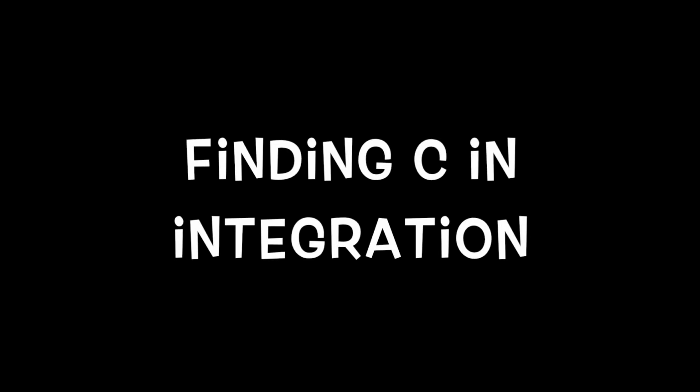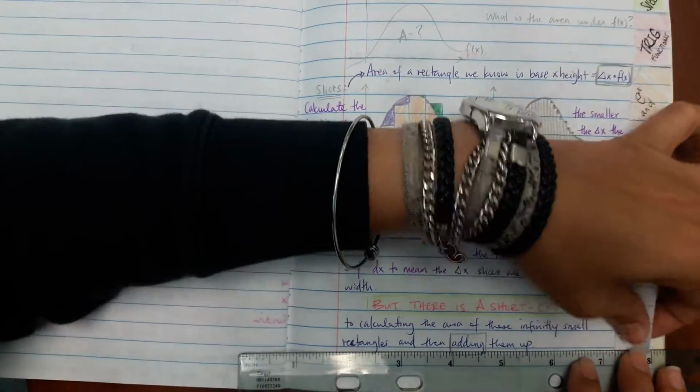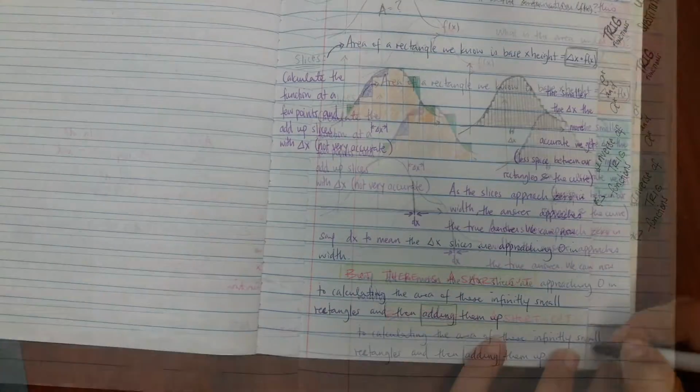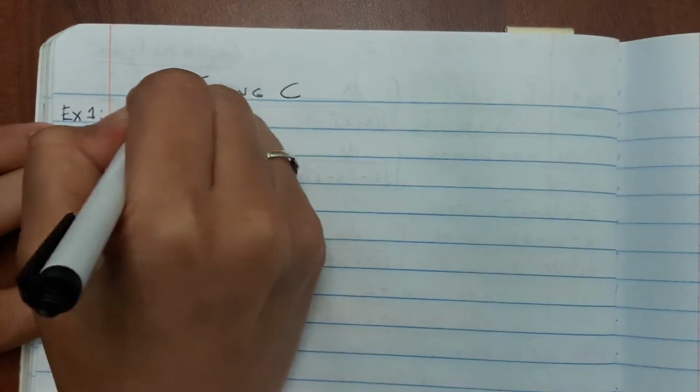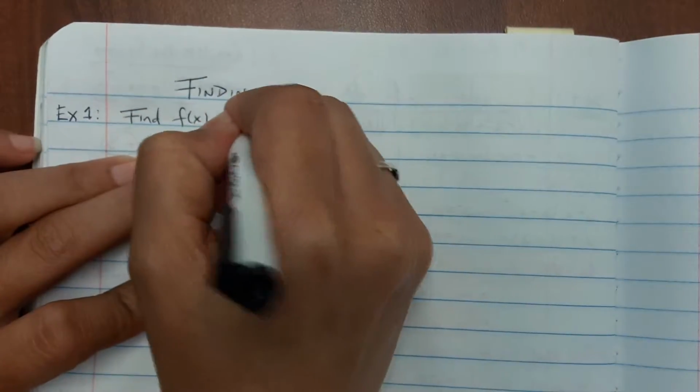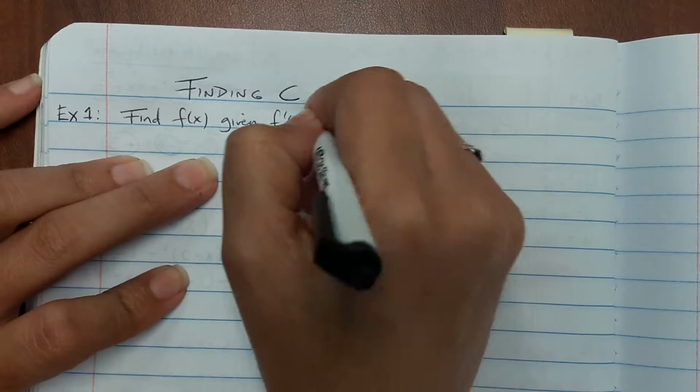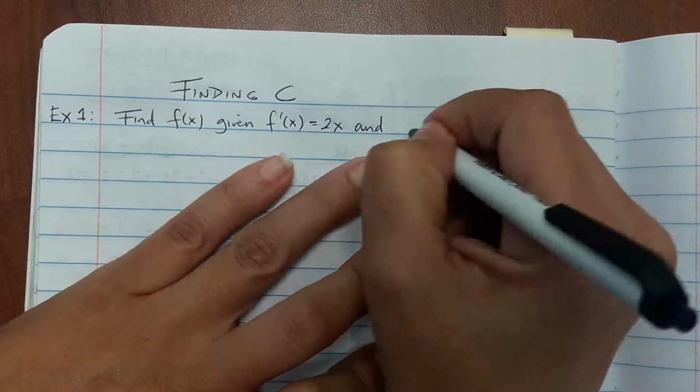We're going to take a look at finding the C in integration. So you're going to make a final tab. I'm making mine all the way at the bottom because I'd written on the margin. So finding C. Let's say you had: find f of x given that the derivative of f of x is equal to 2x and the curve passes through the point (2, 9).